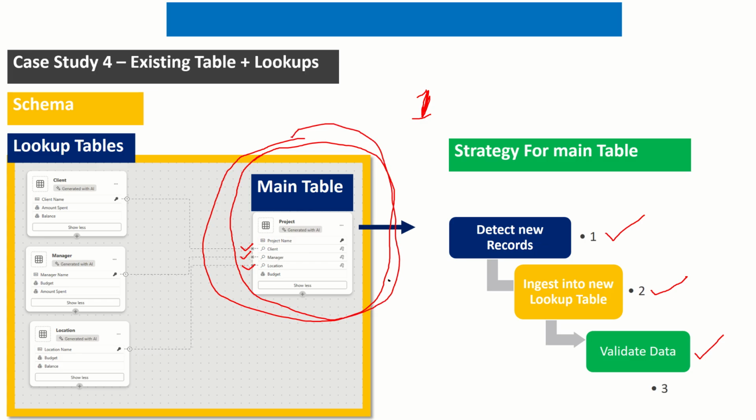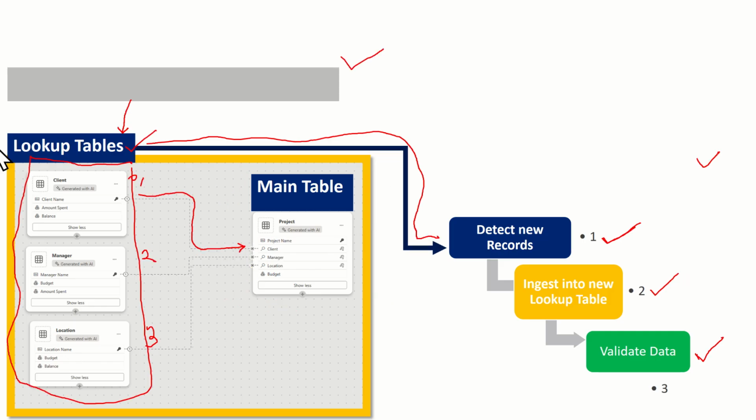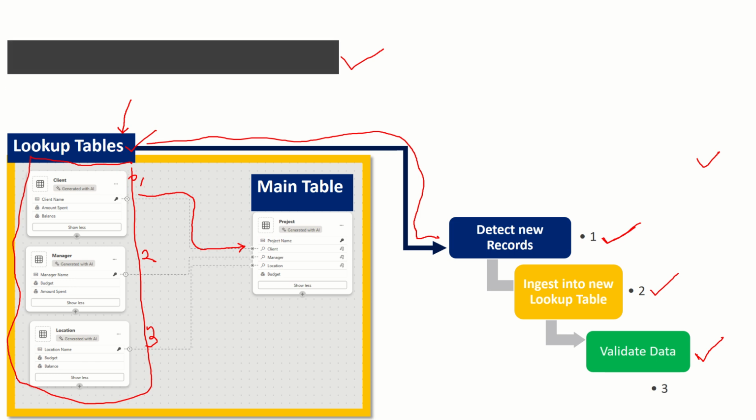So let's go to the next strategy. The next strategy will focus on the lookup tables. What am I going to do on the lookup tables? I'm going to get every single new record from number 1, number 2, and number 3. Any new records, I'm going to check them, and if there are new records, I'm going to get those new records and ingest them into the system. The process is, number one, detect new records. Number two, ingest those new records. Number three, I'm going to validate them.